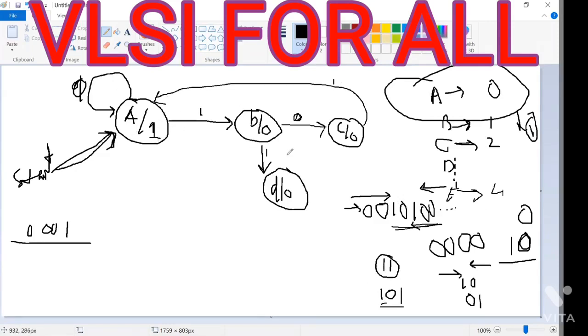I have a doubt. In the initial state, we have to write a reset state, right? Because here, without giving any inputs, our output is going 1 in that state.